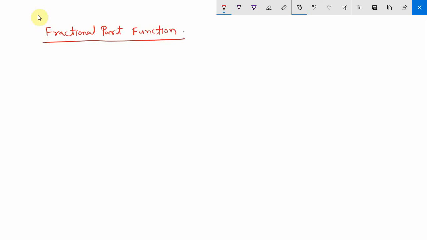So what is a fractional part function? If x is any real number, then we denote it by this symbol. We use this symbol to denote the fractional part or decimal part of x.